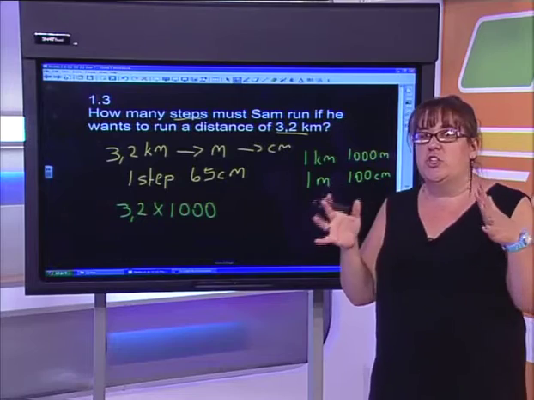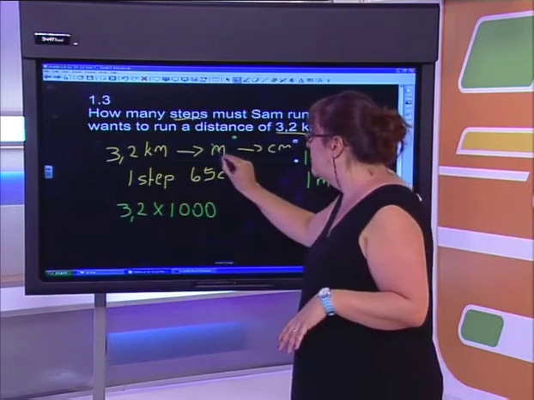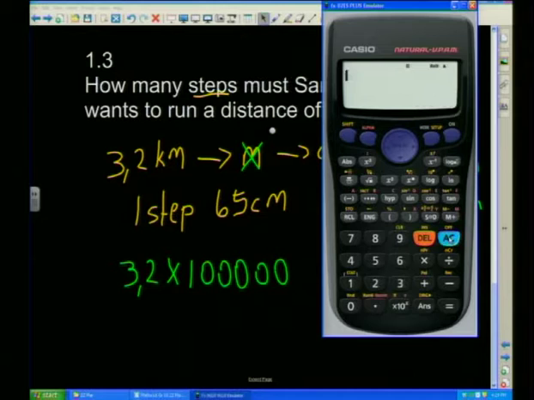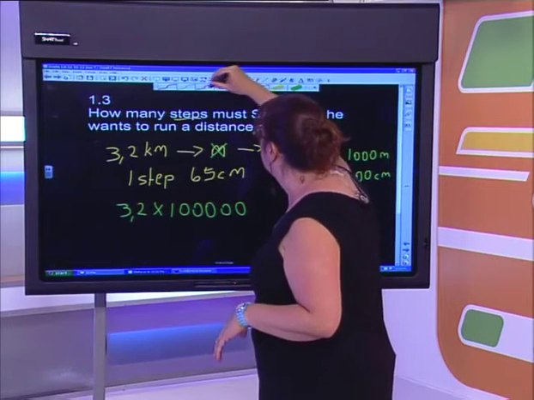Now I can actually do this in one step and go straight through to centimeters, but I've timesed by 1,000, so that gives me my meters. Now I need to times by another 100, so I'm going to just add another 2 zeros to get how many centimeters. So if we need to use the calculator, we can. 3.2, and we're timesing by 1,000, that's 3 zeros, and another 2 zeros for centimeters, and I get 320,000 centimeters.